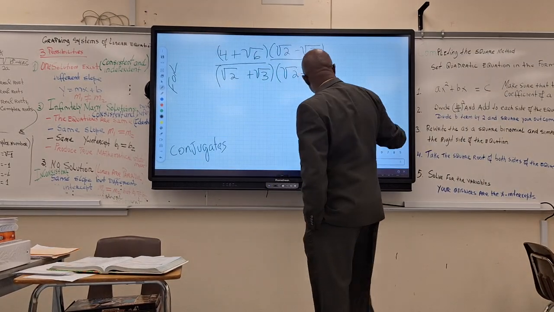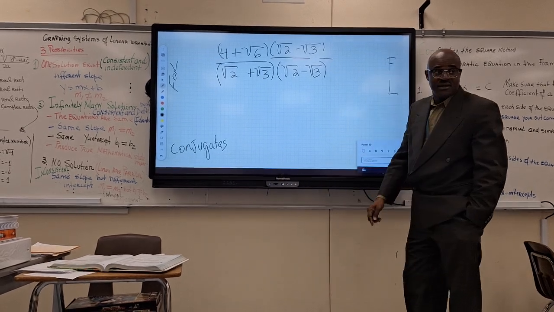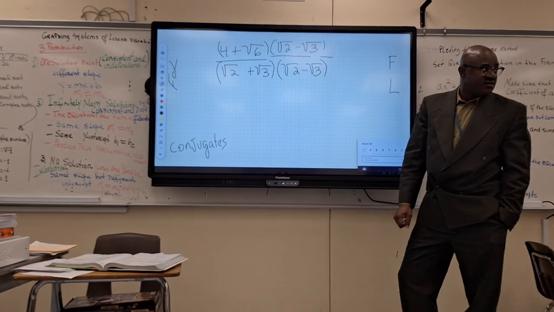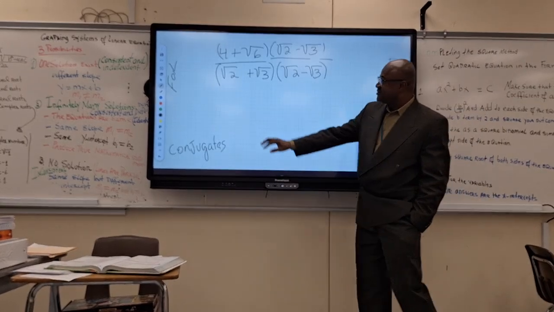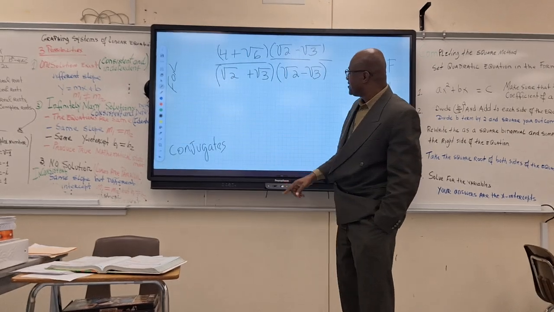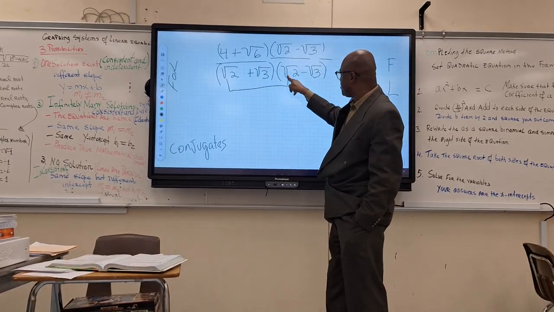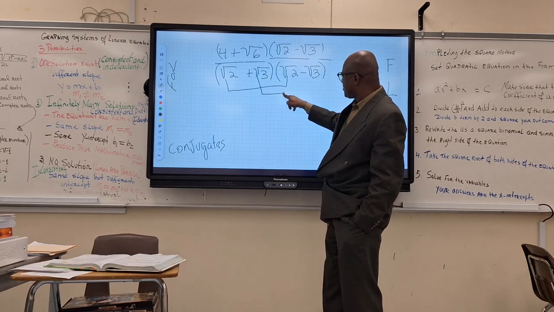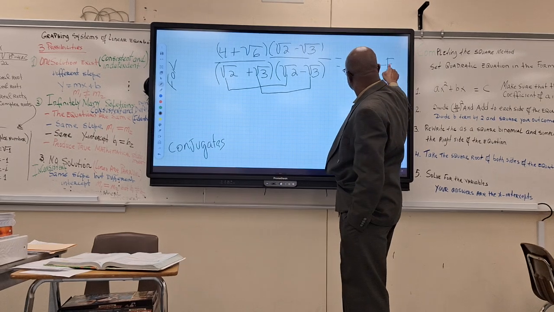For this, you're going to do only first and last, because it says sum and a difference. This is the sum, this is the difference. You do first and last. So for your denominator, you will have square root of 2 times square root of 2, and square root of 2 times square root of 3 times negative square root of 3 for your numerator.